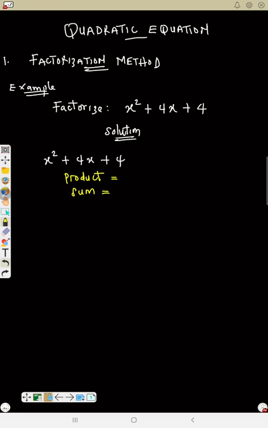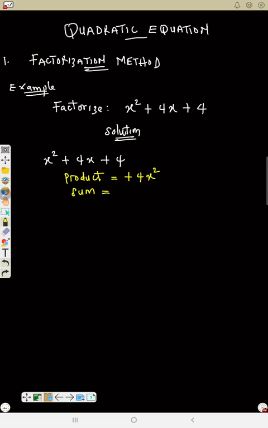Now the product means times. So if I say find the product of 3 and 2, that means it's simply 3 times 2. So product means multiplication. So if I multiply the first and the last term, that will be 1x squared times 4. Carry the sign along, meaning 1x squared times plus 4, that is plus 4x squared.